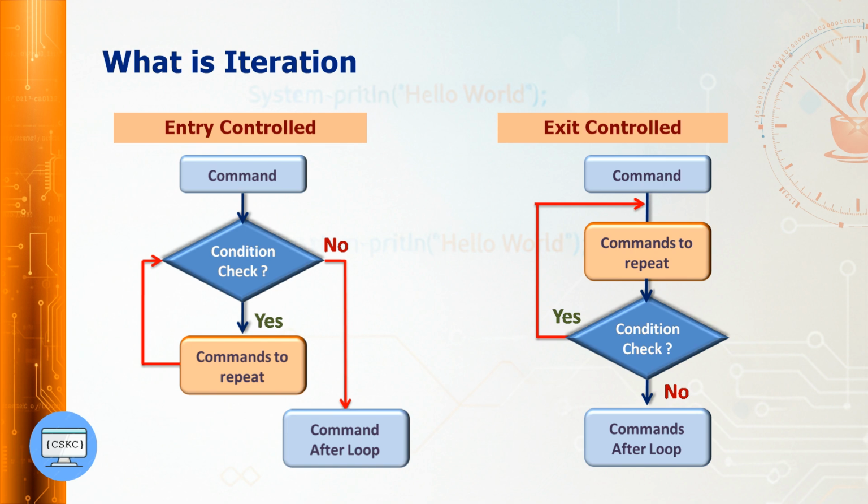Iteration simply means repetition. Programming in Java allows repetition with two primary methods. First, where the condition match is to be tested before the repetition, and second, where condition match is tested after the first action has been taken. The first one is called the entry control loop and the second one is exit control loop.